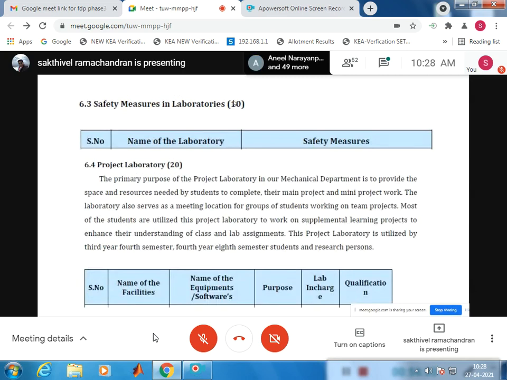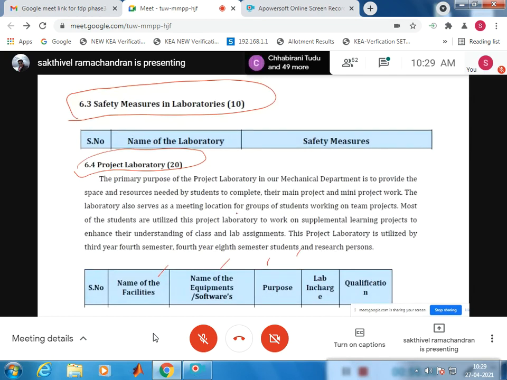Then another important thing with respect to criterion 6 is safety measures in the laboratory. What are the safety measures that have been taken and maintained? That carries 10 marks. Then projects that have been done with the usage of equipment in the laboratory carry 20 marks. So starting from the names of the facilities, software, purchase, in-charge, qualification, all this accounts.